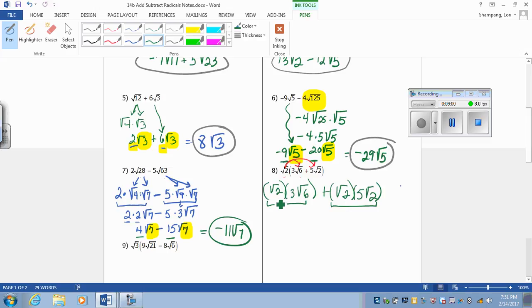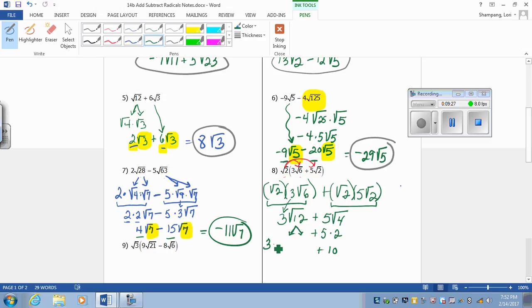So we have the square root of 2 times the square root of 6, which would be the square root of 12. And then we have this 3 here. On this one, we have 5 times the square root of 4, which is going to be 5 times 2, which would just simplify to 10. Now remember, for this 12, that's not in simplified form.